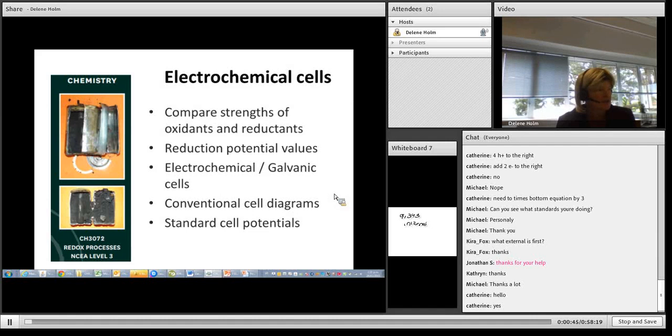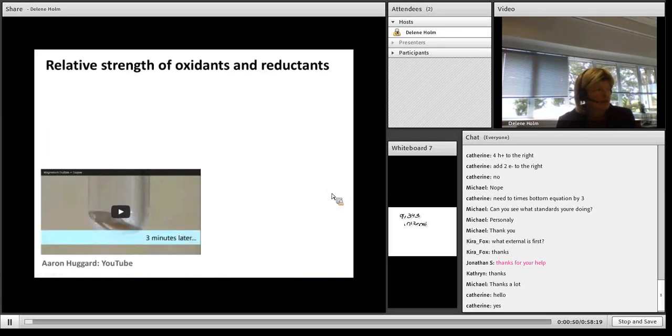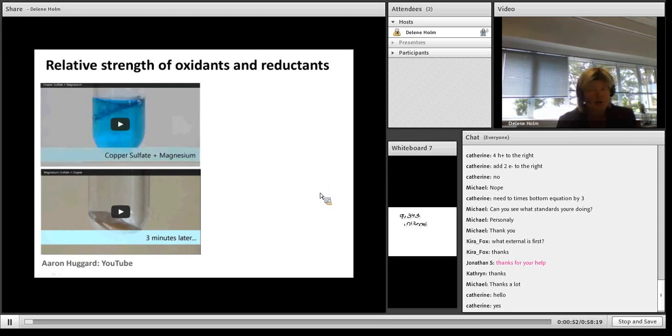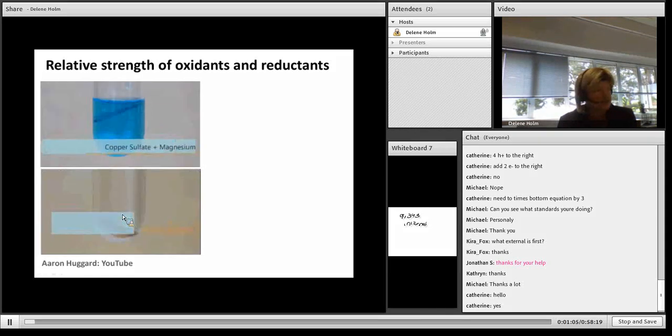So basically this is what you can see here is what we want to do today. So let's look at the first, and the video should come up now. What we want to do is compare strengths of oxidants and reductants to see if a reaction is going to occur. So I'm going to switch these both on, and hopefully you should see two reactions.